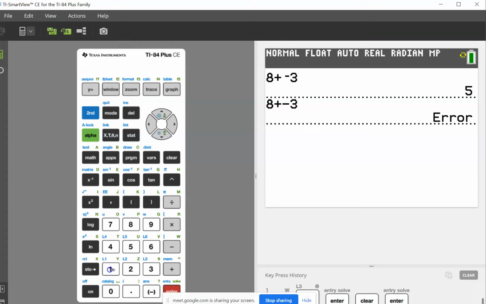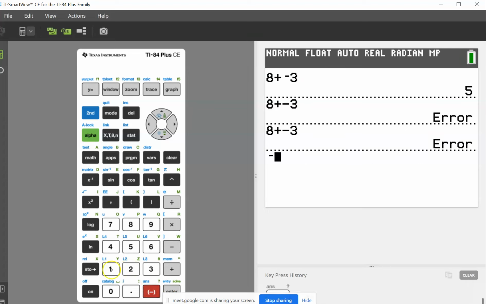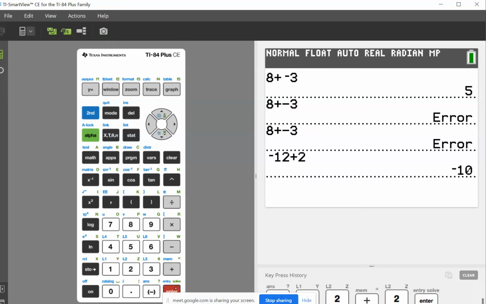The second one we had was -12 plus 2. And it gives us our answer, -10. Remember, if I accidentally tried to use the minus sign in front, it pops up with ANS. So if it leads off with that, then you would know that would be incorrect. It's not going to give you the correct answer.